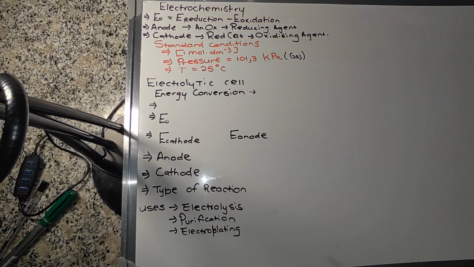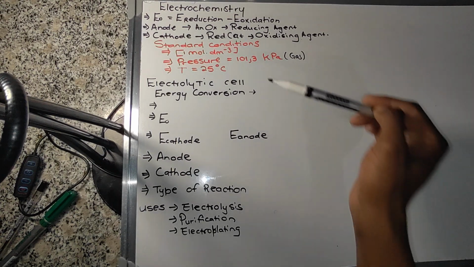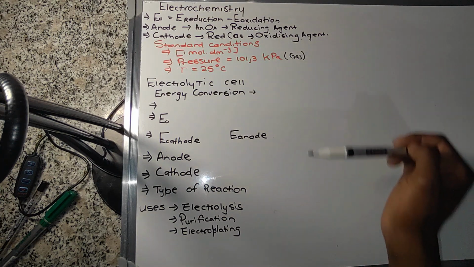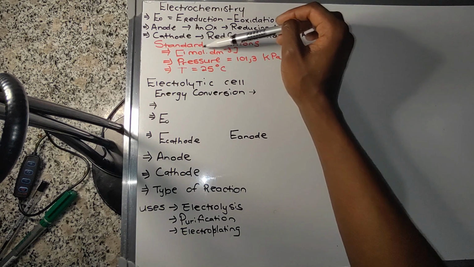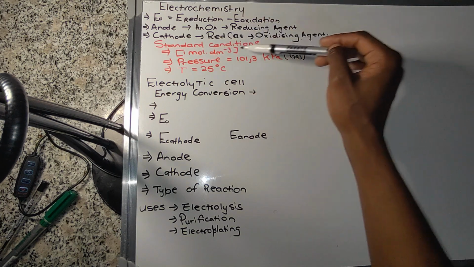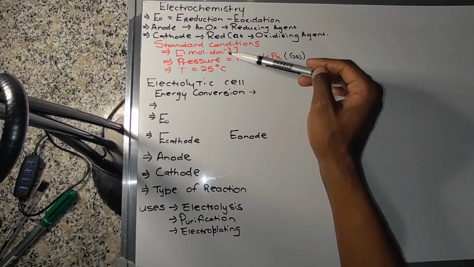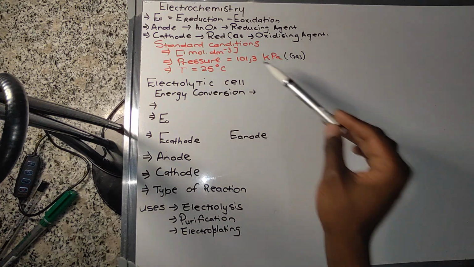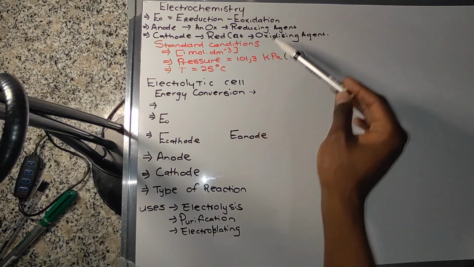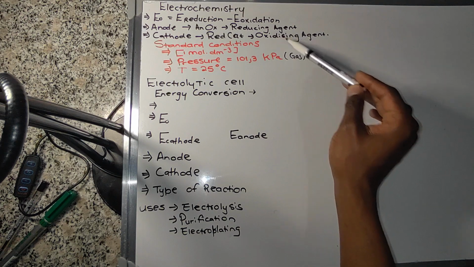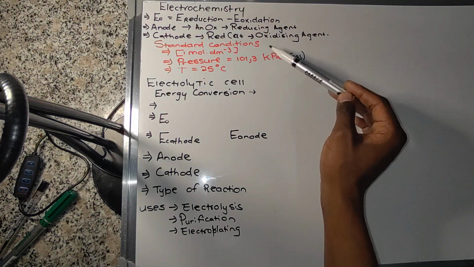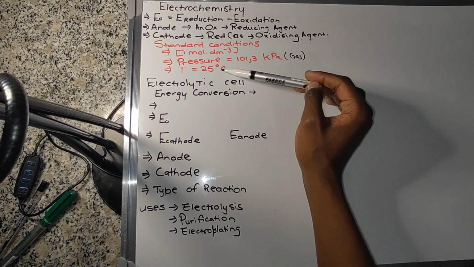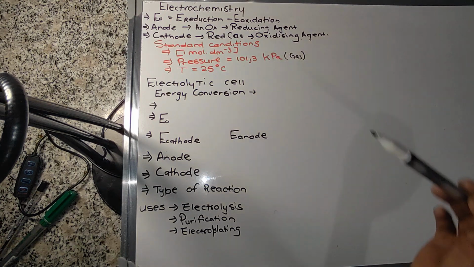Now let us continue. Both our cells, the galvanic cell and the electrolytic cell, will operate under standard conditions. What are the standard conditions? We have a concentration of 1 mole per decimeter cubed. So our solutions, the electrolytes, should have this concentration of ions, the 1 mole per decimeter cubed, and the pressure will only be applicable if one of the reducing agent or the oxidizing agent is a gas. So if you don't have a gas between reducing or oxidizing agent, don't include this condition. And then we also have a temperature of 25 degrees Celsius.